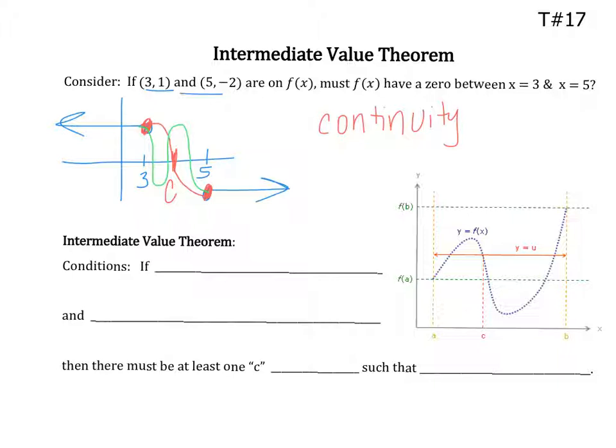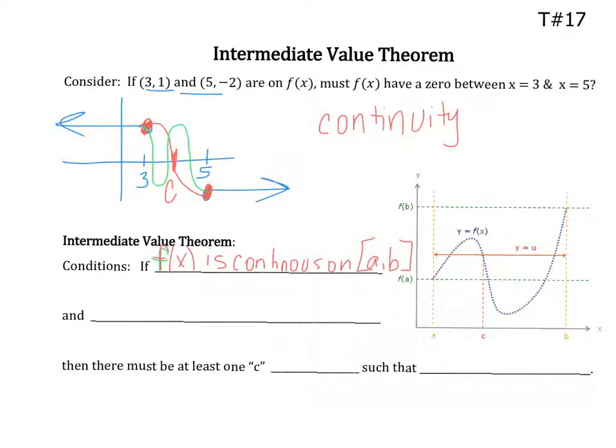So here's what you have to do with theorems. You have to memorize the conditions. And so one condition is that if f of x is continuous, I'm going to go to a different color, I like red better. If f of x is continuous on the closed interval a to b. If you know that. Now there's a second condition.